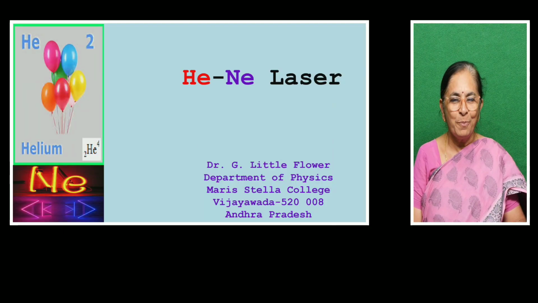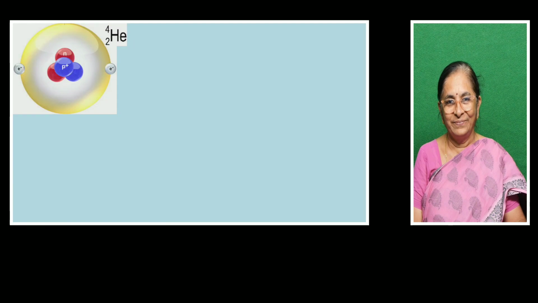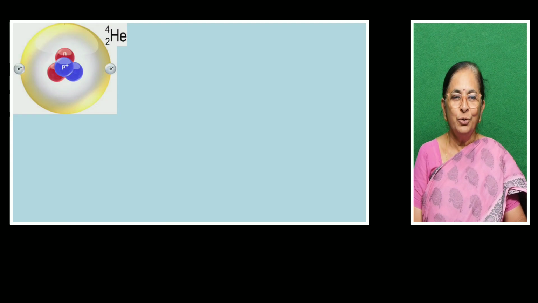Before going into the topic, let me say some interesting facts about helium and neon. Helium is the second element in the periodic table, second lightest element and second most abundant element in the universe. It has 2 electrons and 2 protons and 2 neutrons.